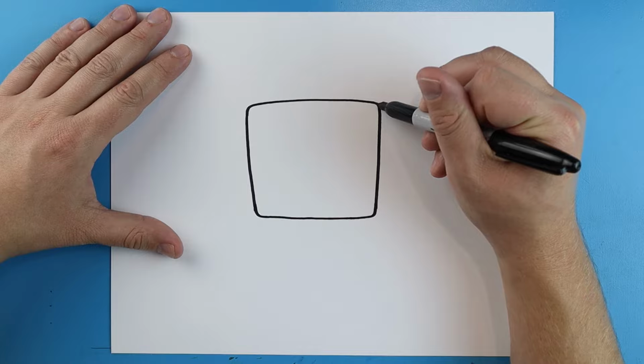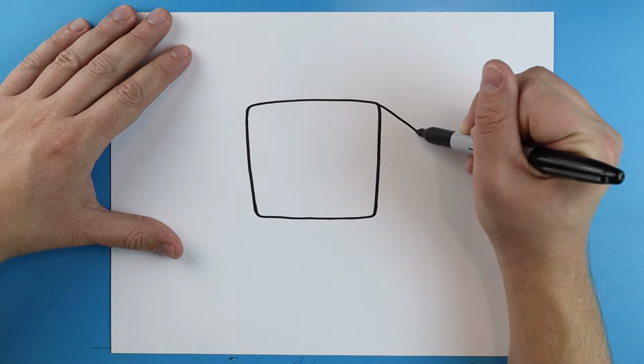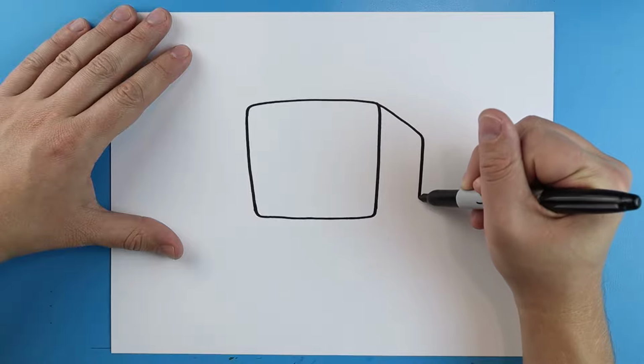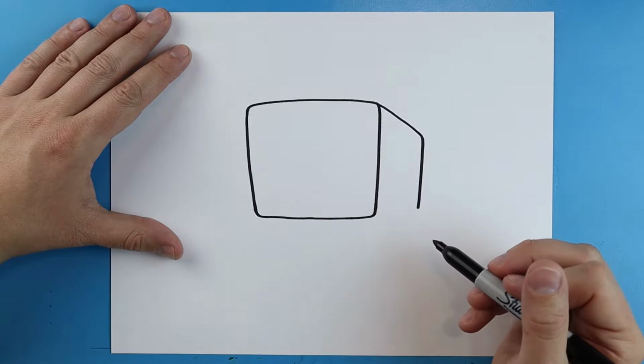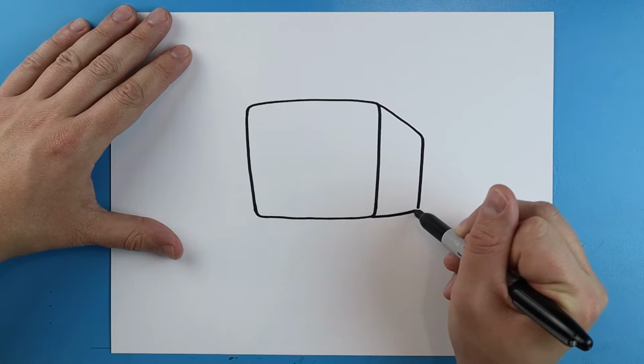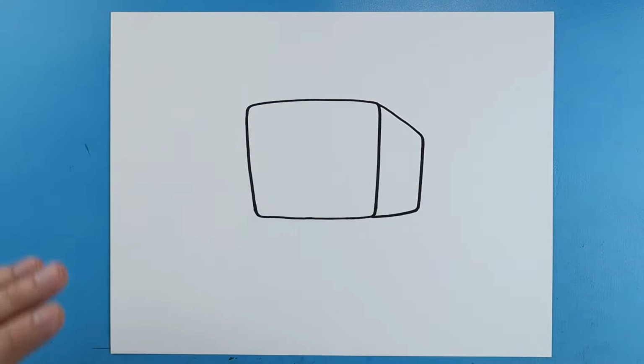Now, starting here, I'm going to draw a line that's going to go down. Then we'll come straight down like this. And we'll just draw a line back here to connect it.